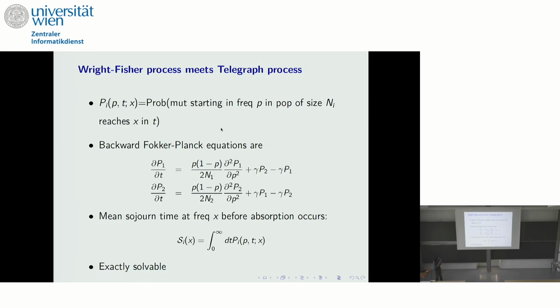Let me just say it again. So pi is the probability that the mutant starting in frequency p in population size ni reaches x in time t. Okay. So I'm writing a backward Fokker-Planck equation. These are the terms which you will generally write for your favorite Moran process or Wright-Fisher process. And these are the terms that are coming due to the telegraph process. What we have here are the coupled Fokker-Planck equations, which with appropriate boundary conditions and initial conditions are exactly solvable. And you can relate it to the sojourn time.